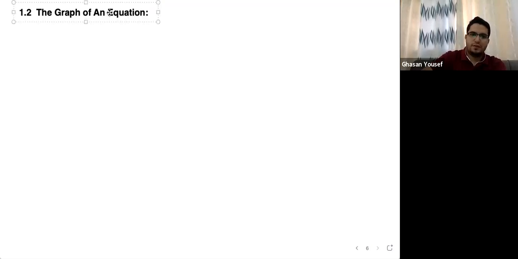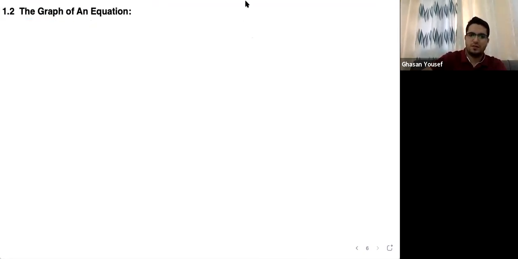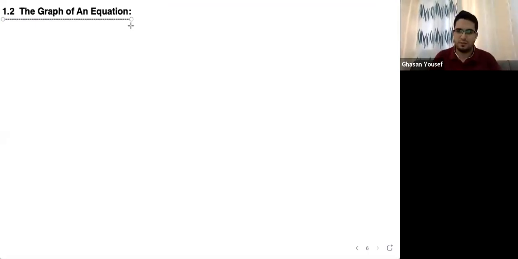So we have to know here in this section how we can graph an equation. In this section, we're going to graph by using plotting points and making tables. First of all, we have to know what the definition of a graph is.